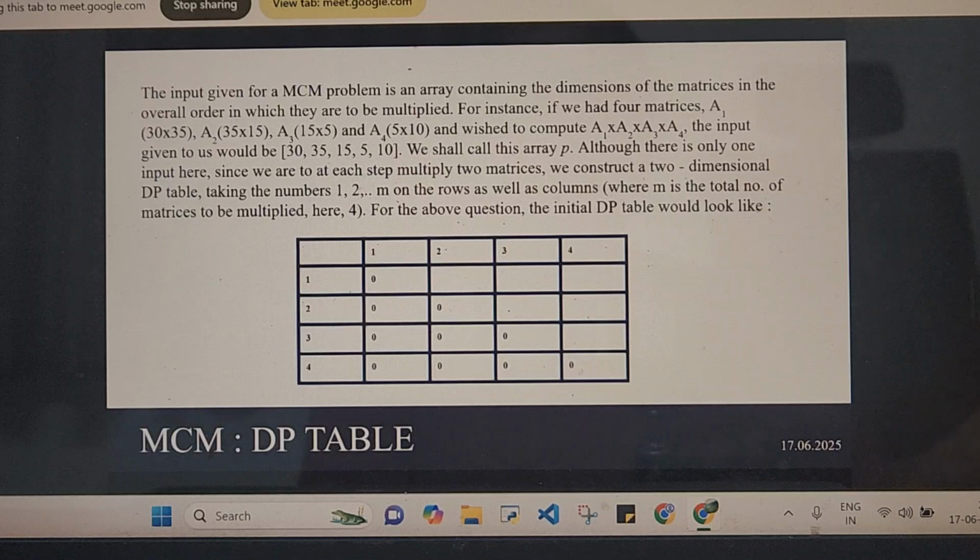So assuming all the dimensions are different, A2 cross A1, A3 cross A2 cross A1, or A4 cross A3 cross A2, those things will not be supported. So we fill them with zeros as well. So the only things we are left to fill are the upper triangular elements, which represent valid multiplication.